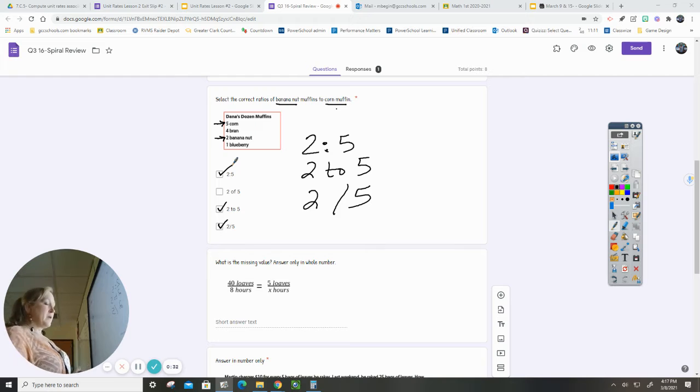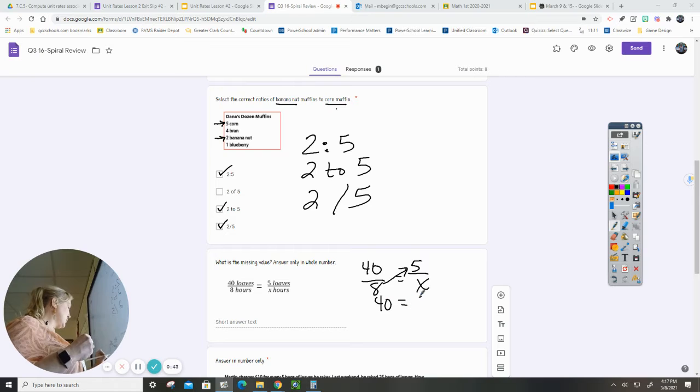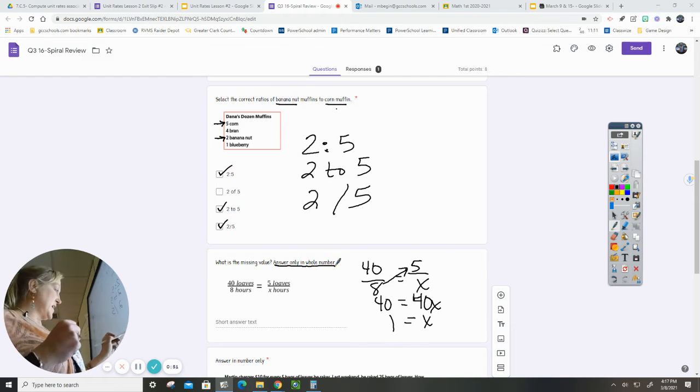Okay. The next problem is going to be done with cross multiplication. 40 over 8 equals 5 over x. So 40 equals 40x. X equals 1. It says to answer only in a whole number, so even though it should be 1 hour, we're going to just put 1.